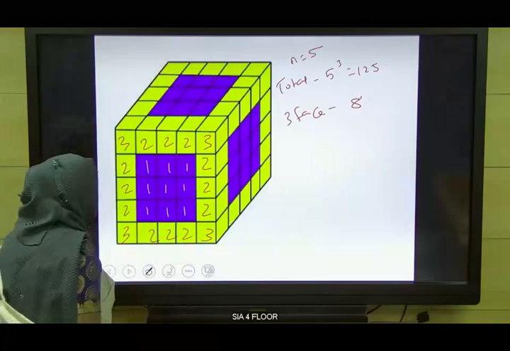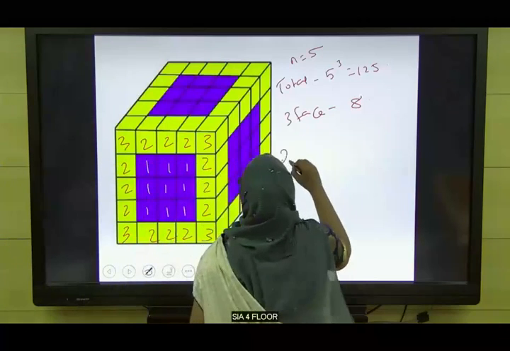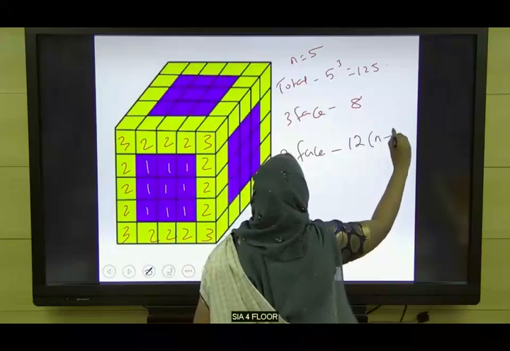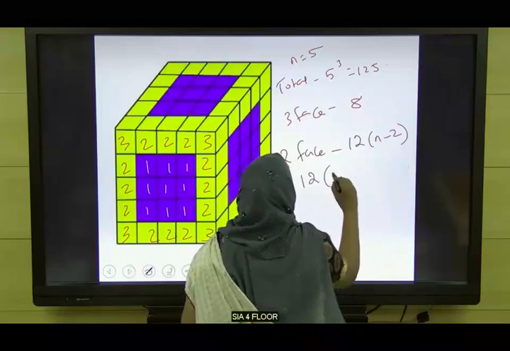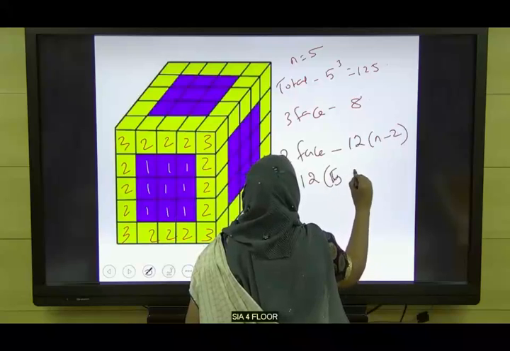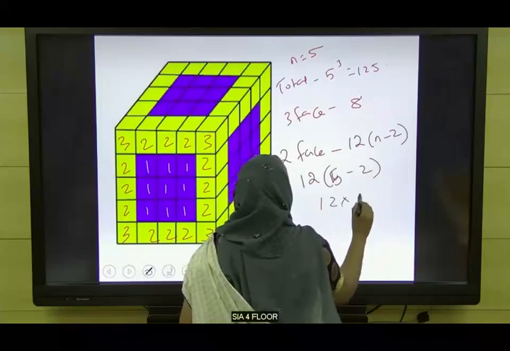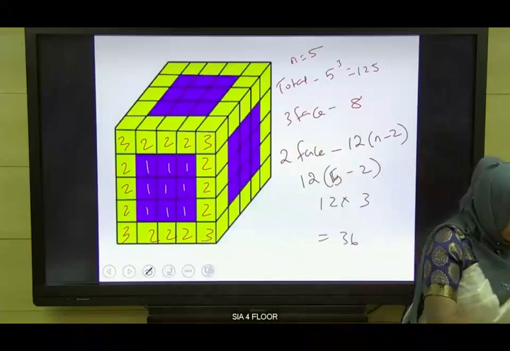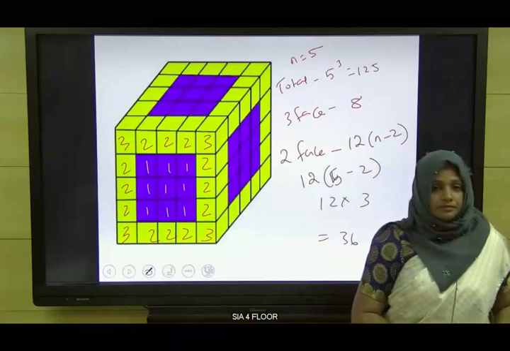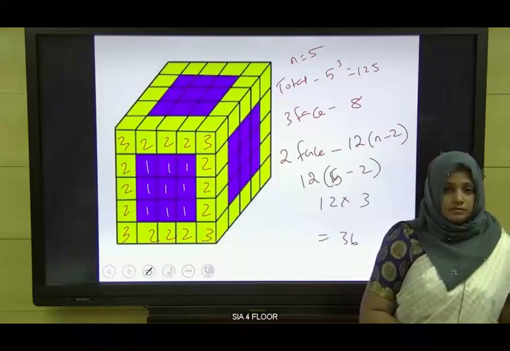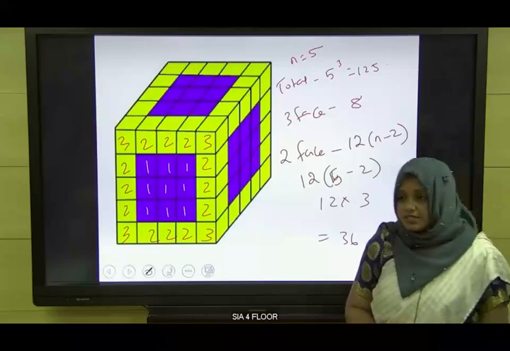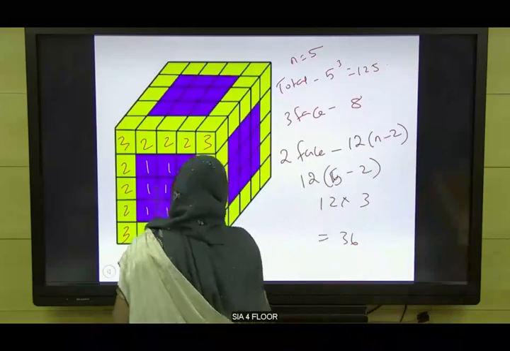And then how many are 2-face totally? Okay, 12 into n minus 2 is the formula. So here 5 minus 2, 12 into 3, 36. Okay, I want to tell you a shortcut of this now. You can just mention this as a shortcut.